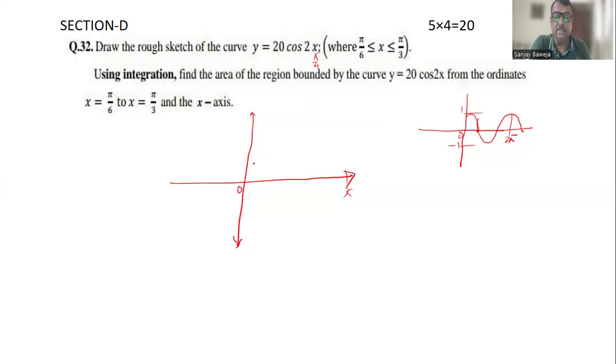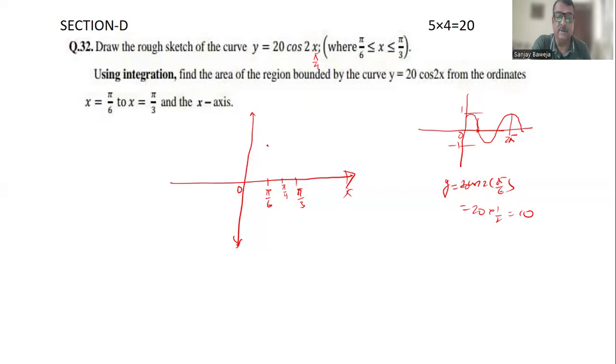So we take these points. This is pi by 6 and that is pi by 3. Pi by 4 is a point lying between pi by 6 and pi by 3. Now if I put pi by 6 in place of x in the given function y is equal to 20 cos 2 into pi by 6, it gives me 20 into 1 by 2, that is 10. So when x is pi by 6, y is 10.